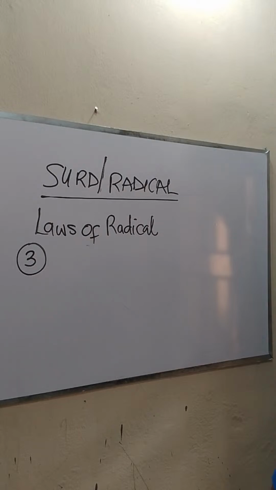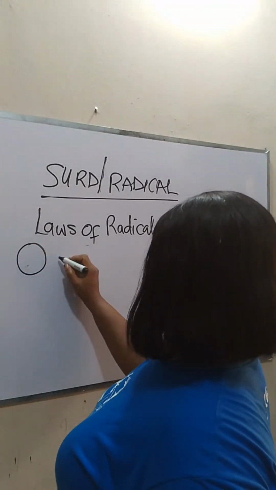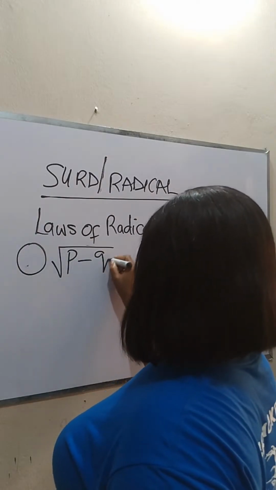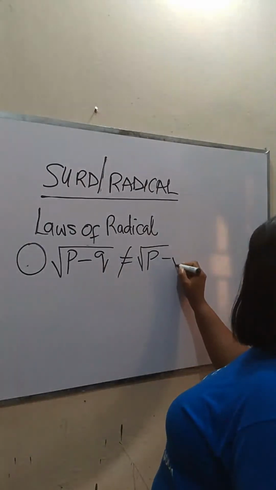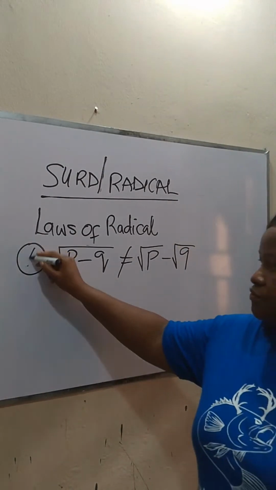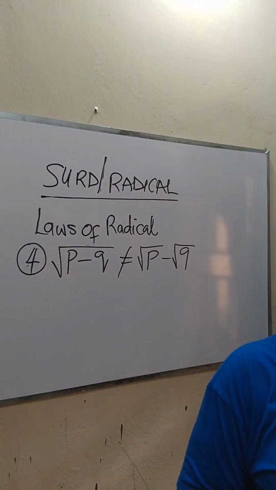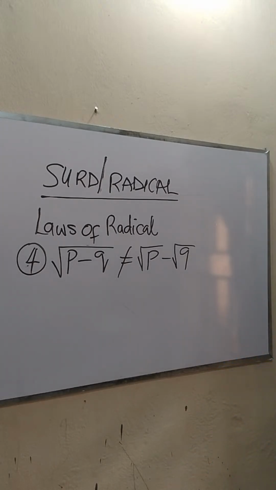So the next law is the fourth one. The square root of p minus q is not equal to the square root of p minus the square root of q, all right? It is similar to what we did before, and therefore we'll just leave it without adding more problems to it. That one is very easy and understandable, okay? So that is the fourth law of radical.